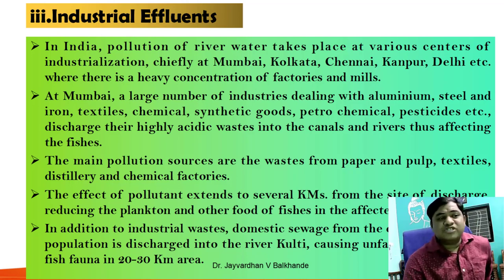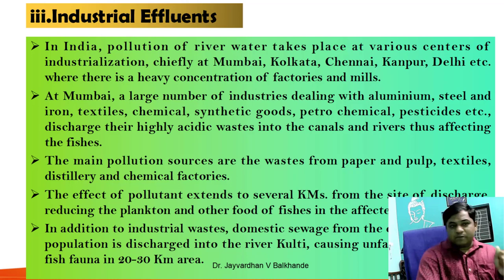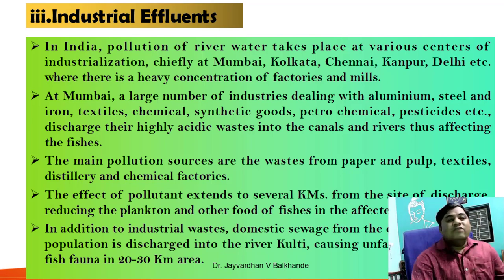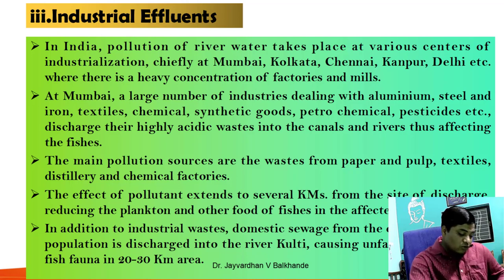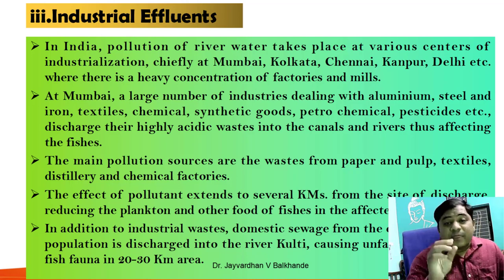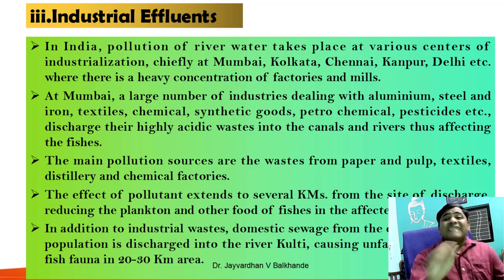And the main pollution sources are the waste from paper and pulp, textiles, distilleries and chemical factories. Okay. The effect of the pollutant extends to several kilometers, so many kilometers from the site of discharge get affected, okay, reducing the plankton and other food of fishes in the affected area. Here the first and very dangerous toxic effect on these fishes is that these effluents vanish their natural food.